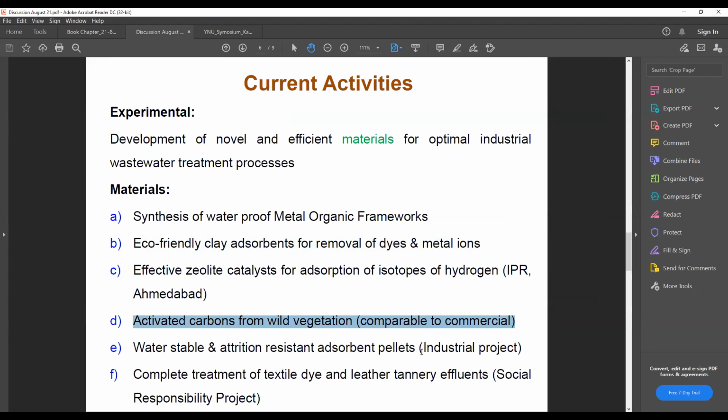We are having an industrial project where we develop water stable and attrition resistant adsorbent pellets. The industry people are very happy about the quality of the raw material, quality of the pellets which they have got, and they are coming to us for further collaboration. And we also had a social responsibility project where we actually took the textile and leather dye tannery effluents and came up with an overall holistic treatment for meeting the environmental pollution control discharge norms.